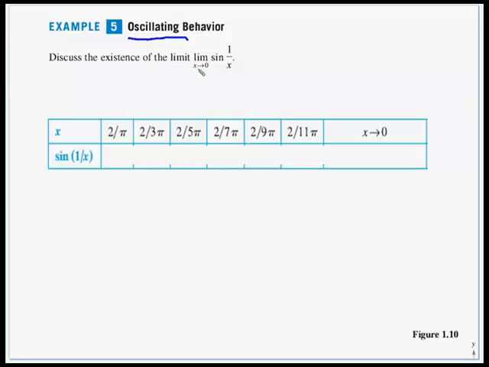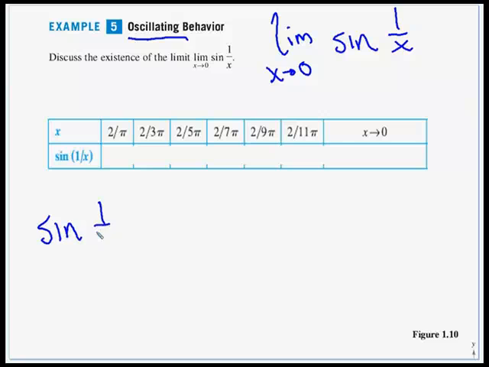Now our function is the limit as x approaches 0 of the sine of 1 over x. So let's see what happens here. We have our sine 1 over x. What happens when we plug in 2 over pi? We're going to have the sine of 1 over 2 divided by pi. We have a fraction divided by a fraction, so we invert and multiply. This turns into the sine of pi over 2.